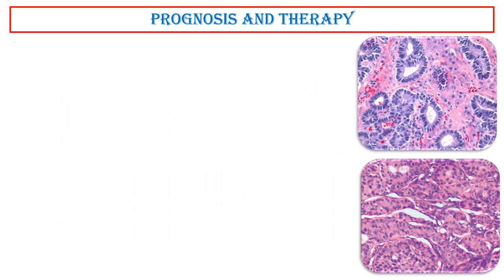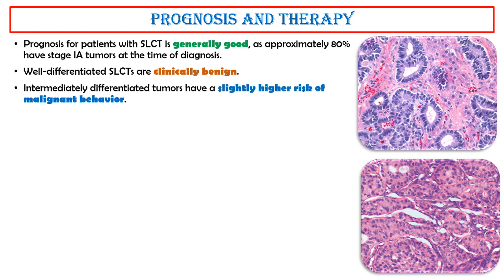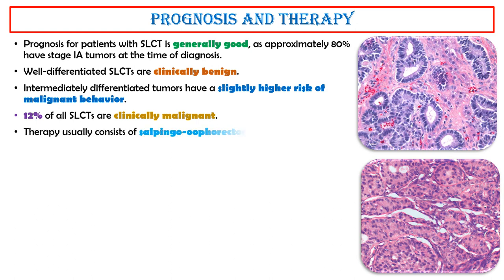Prognosis and therapy. Prognosis for patients with Sertoli Leydig cell tumor is generally good, as approximately 80% have stage 1A tumors at the time of diagnosis. Well-differentiated Sertoli Leydig cell tumors are clinically benign. Intermediately differentiated tumors have a slightly higher risk of malignant behavior. 12% of all Sertoli Leydig cell tumors are clinically malignant.